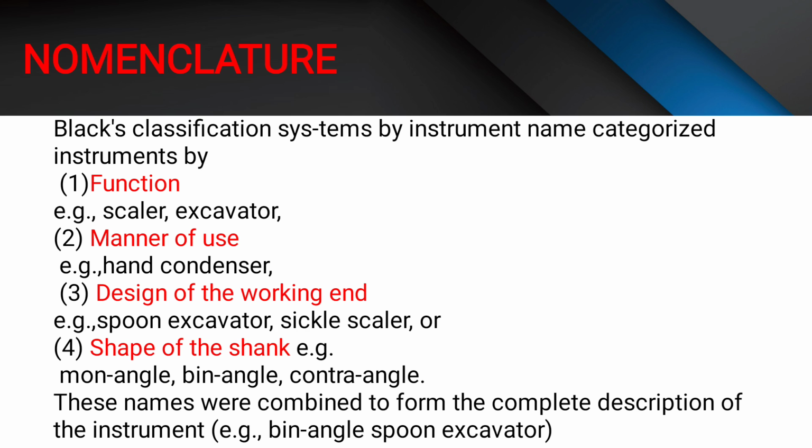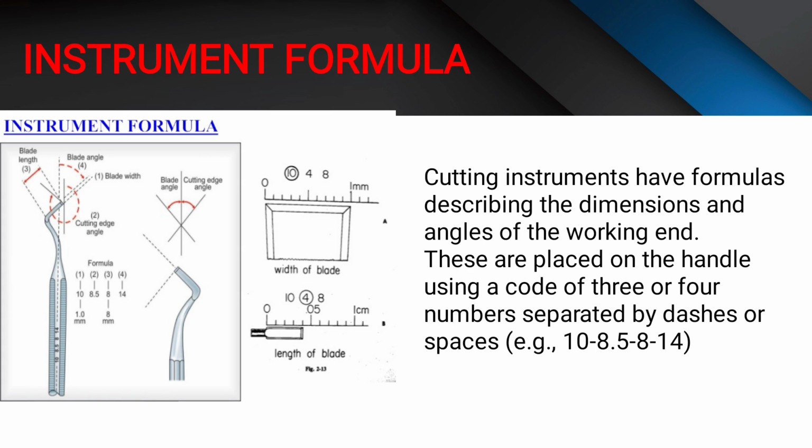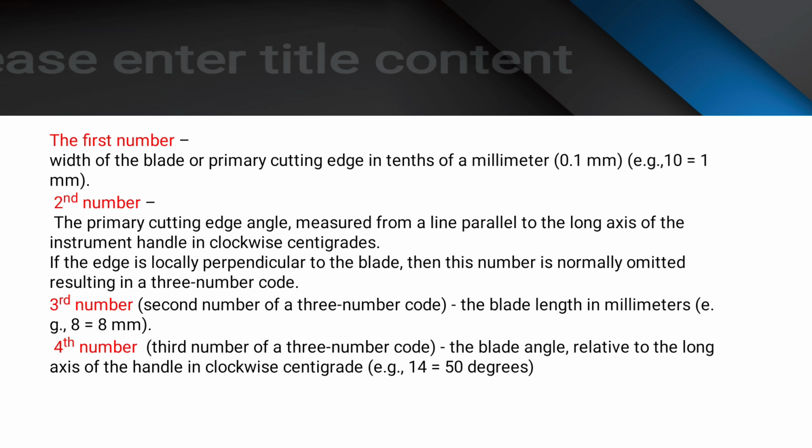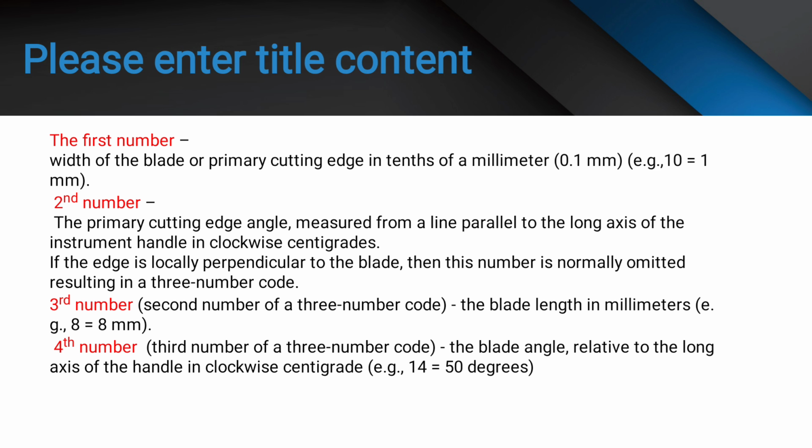The cutting instruments have a formula describing the dimensions and the angles of the working ends. They are placed on the handle using a code of 3 or 4 numbers separated by dashes. The first number indicates the width of the blade or primary cutting edge in tenths of a millimeter, that is 0.1 mm.